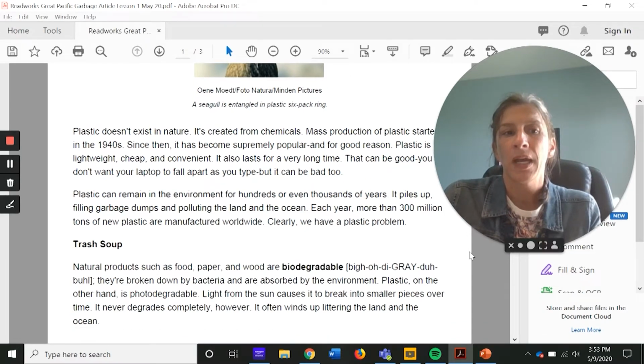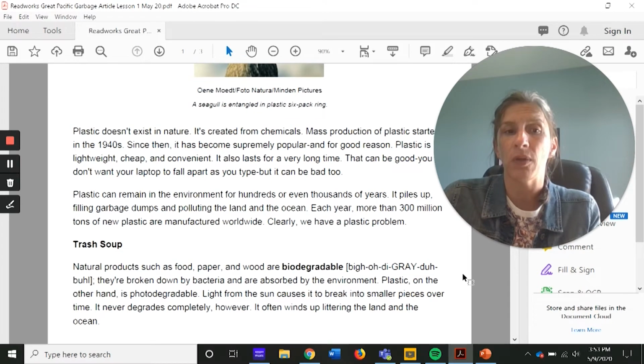Trash soup. Natural products such as food, paper, and wood are biodegradable. They're broken down by bacteria and are absorbed by the environment. Plastic, on the other hand, is photodegradable.